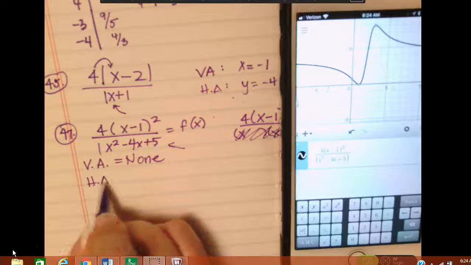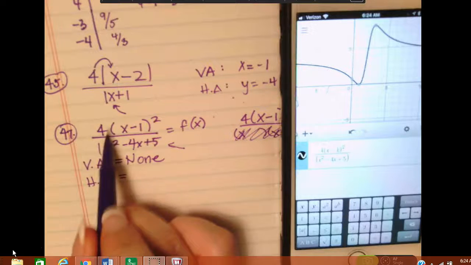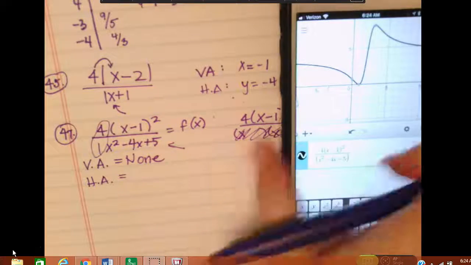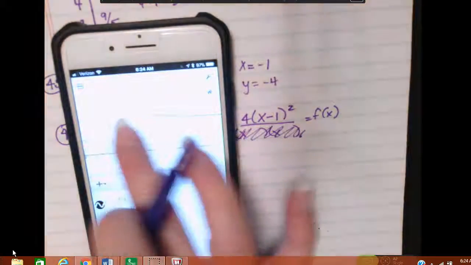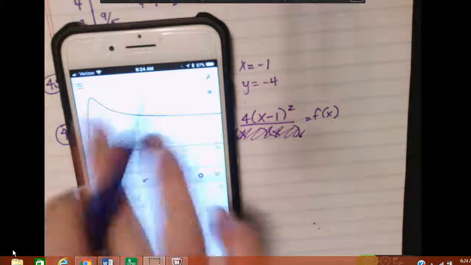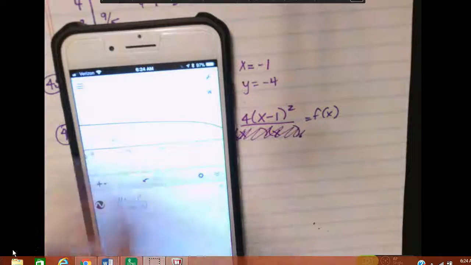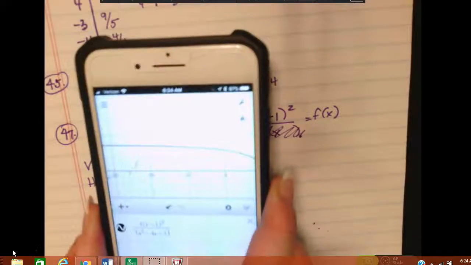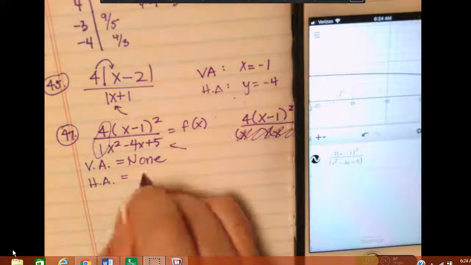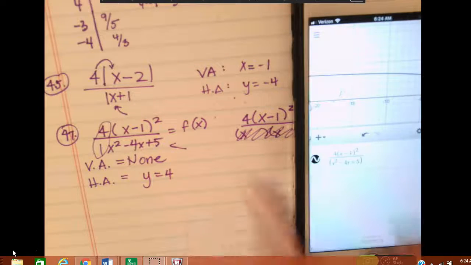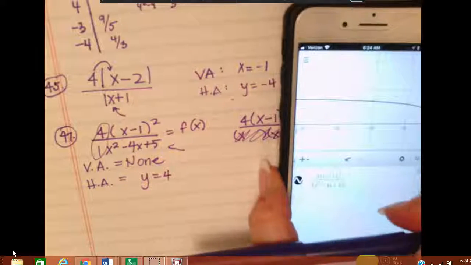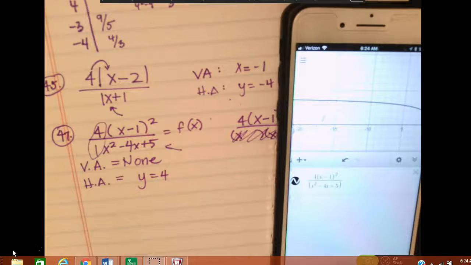On my horizontal asymptotes, my prediction was that it would end up around 4. And so as I look, I see how I've got that horizontal asymptote. Both ends of my graph are approaching that line at 4, and it won't actually touch it. So that is going to be y equals 4. And those are my observations about the asymptotes. Now let's look at 49.